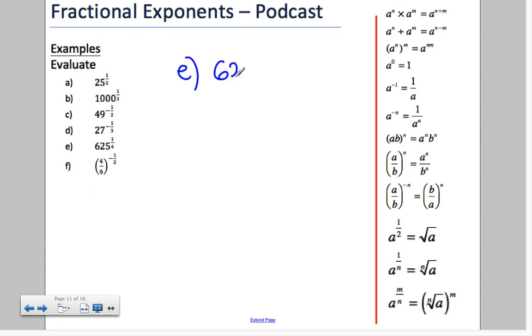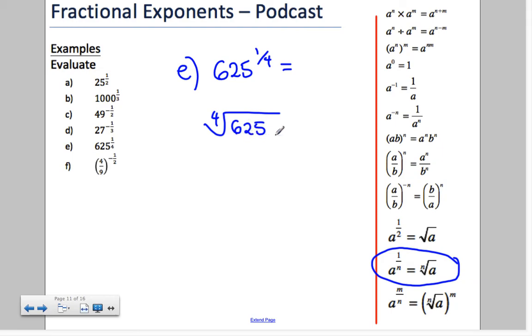We've got 625 to the power of 1/4. Again, I'm going to use this rule here. So that tells me that it's the 4th root, because that n is 4, of 625. So I'm looking for a number that multiplied by itself 4 times is 625. It's going to be a small number. It's probably not going to be 2 or 3 or 4 because none of those would end in a 5.